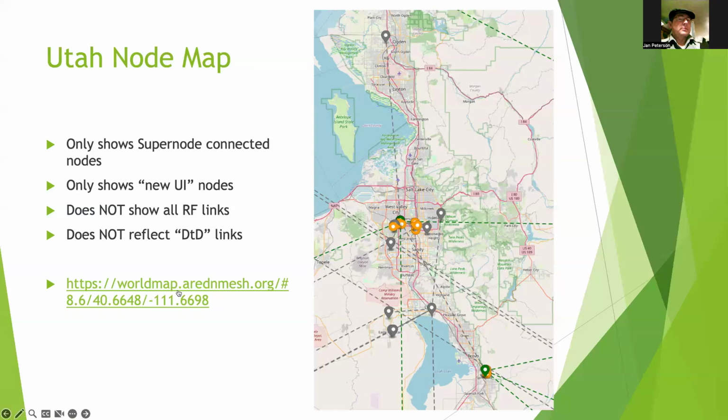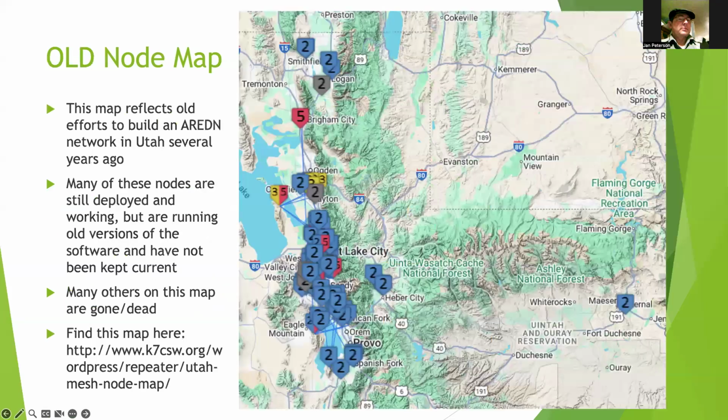All right, and here's a URL that takes you immediately to the zoomed-in Salt Lake Valley link. You can specify a zoom factor and a latitude and longitude, and it will take you to that location on the map. Otherwise, it'll just take you to the global map, and you can zoom in from there. All right, so this is the old node map.